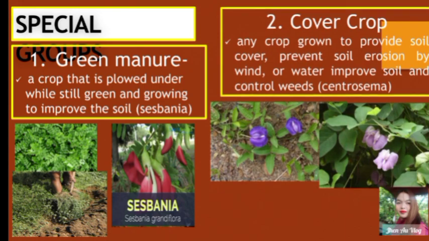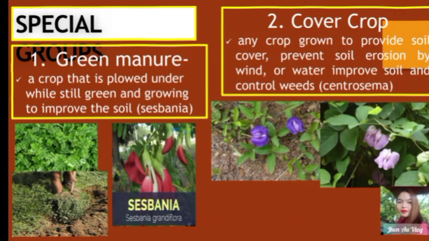Second are the cover crops. So any crop grown to provide soil cover and prevent soil erosion by wind or water, and improve soil and control weeds like the centrosema. And also, we use Australian peanut for this as the cover crop.